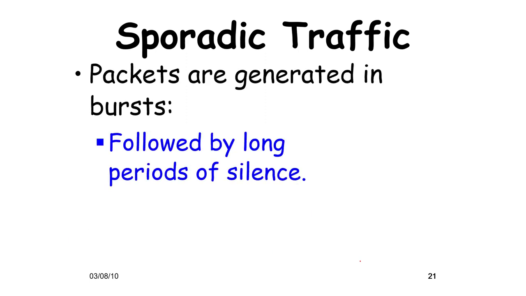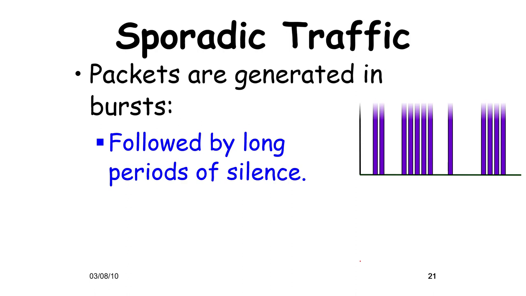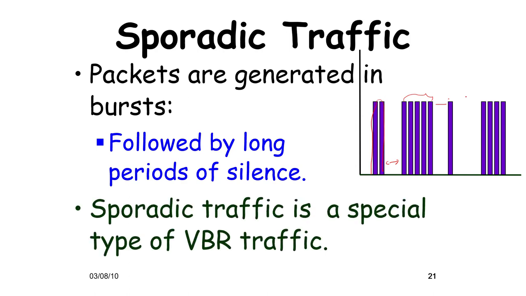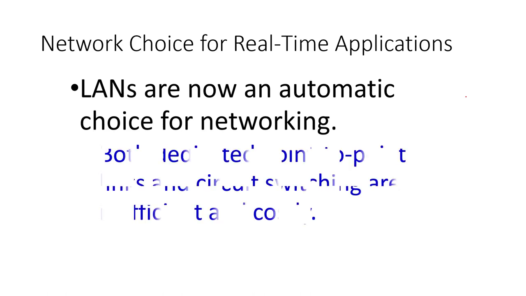Sporadic traffic: packets are generated in bursts, followed by long periods of silence. Of course, you may argue what is the difference between sporadic and VBR? Well, sporadic is definitely variable bitrate, but it is an important subclass of VBR. Given that it is a very important subclass, a need arose to treat sporadic as a separate traffic class. So here we have a lot of traffic followed by a long period of silence, again a lot of traffic, again silence, again traffic, and so on. So this is a special type of VBR traffic, but it's a special case.